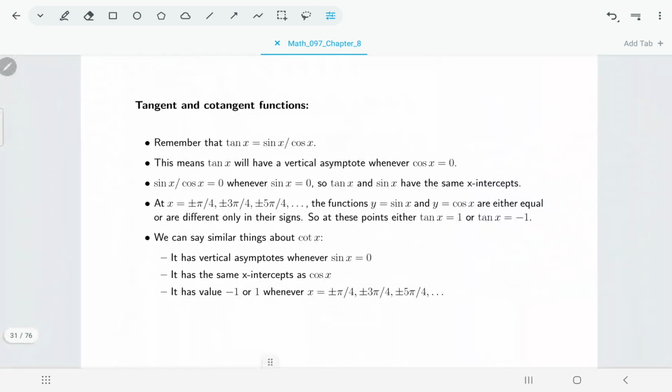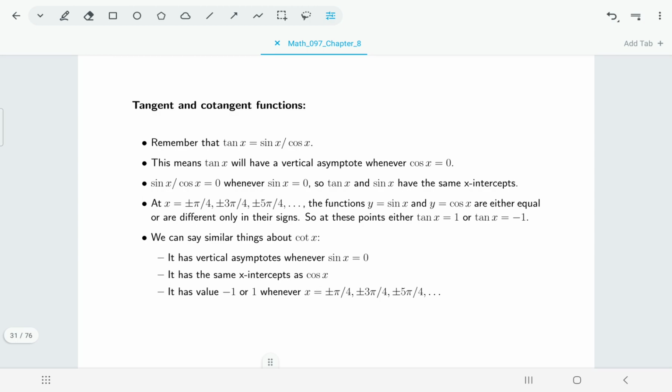For tangent and cotangent, I'm just going to keep in mind that tangent and cotangent are both definable in terms of sines and cosines. Tangent is sine divided by cosine, and cotangent is cosine divided by sine. So if we know stuff about sines and cosines, then we know stuff about tangents. Again, wherever the denominator is 0, that's where you'll have vertical asymptotes. So whenever cosine is 0, in other words, whenever cosine has an x-intercept, tangent will have a vertical asymptote.